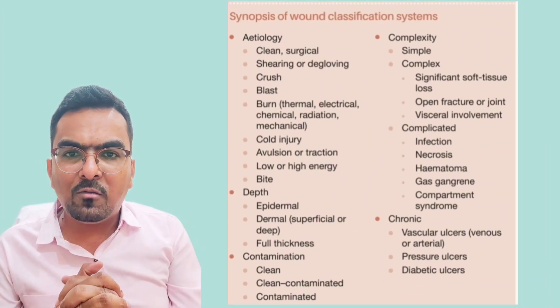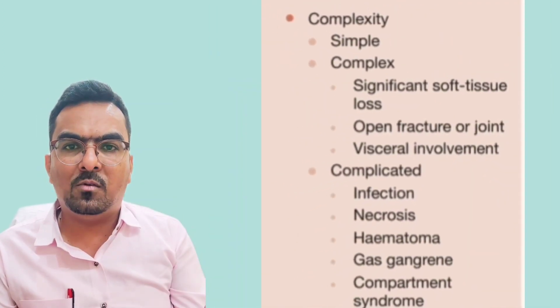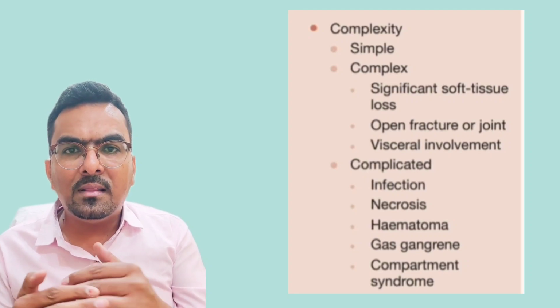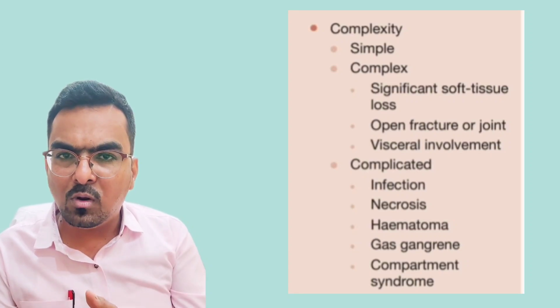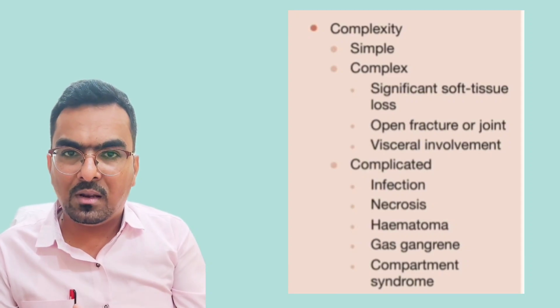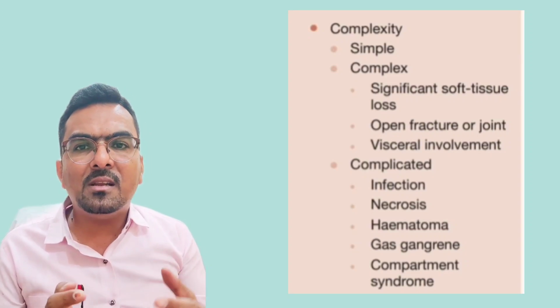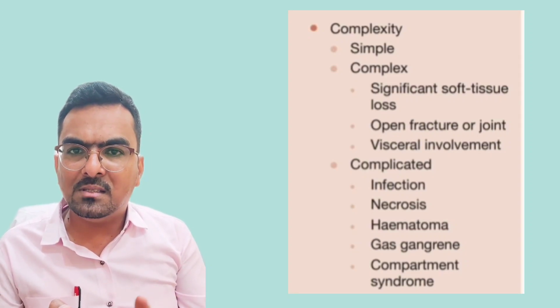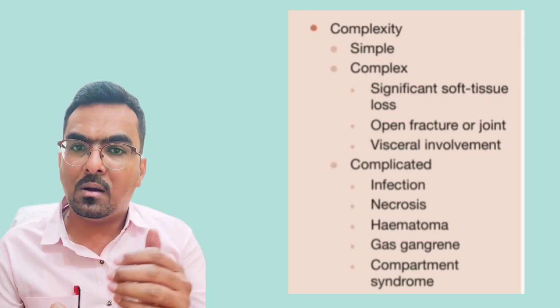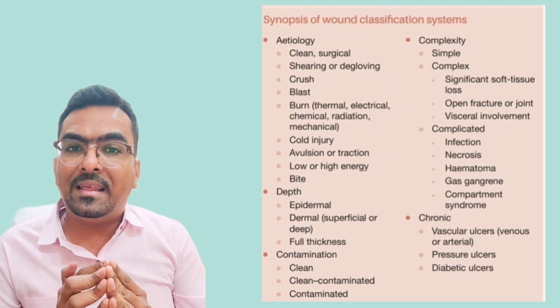Depending on the complexity of the wound, it can be either simple wound or it can be complex wound. The complex wounds involve significant tissue loss, or can have open fracture or joint or visceral organ involvement. The wound can be a complicated one, and the complication can be infection, necrosis, hematoma, gas gangrene or compartment syndrome. So this was all about the wounds and their classification.